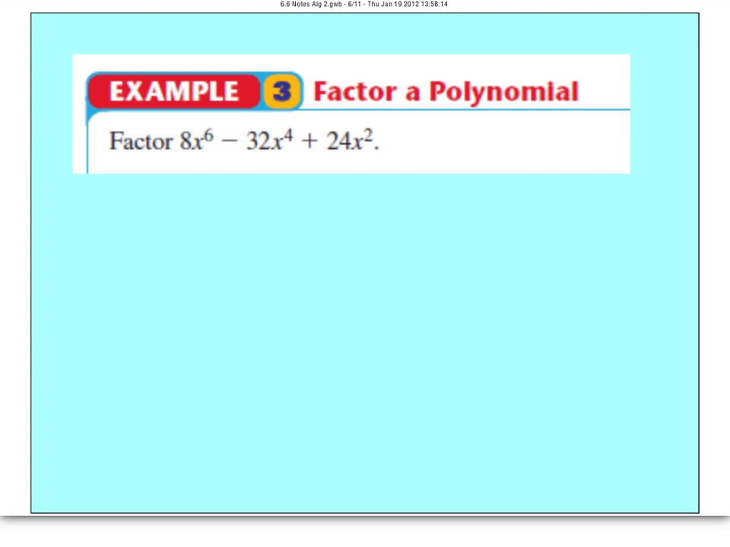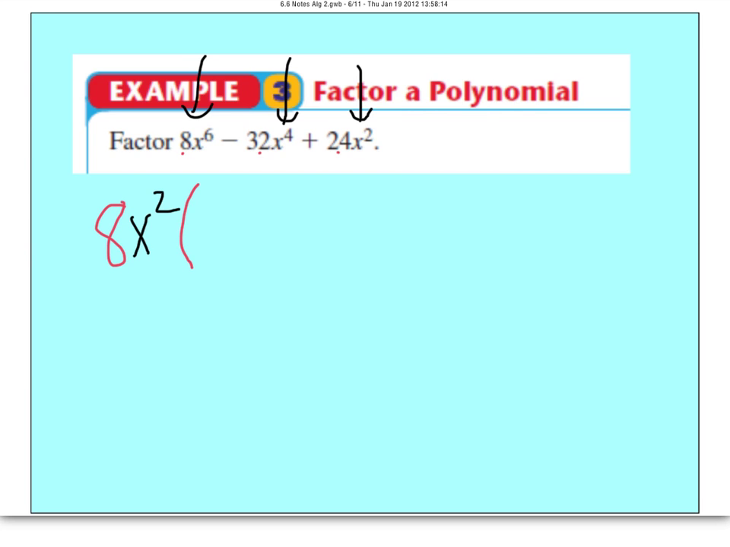This is a really nice one for practice. Again, you want to look and see if they all have a common number and a common amount of x's to take out. There are 6 x's here, 4 here, and 2 here. So at the most you can pull out 2. So I'm going to do x squared. Is there a common multiple for 8, 32, and 24? The highest one you can pull out is actually an 8. So I'm going to pull the 8 out also.